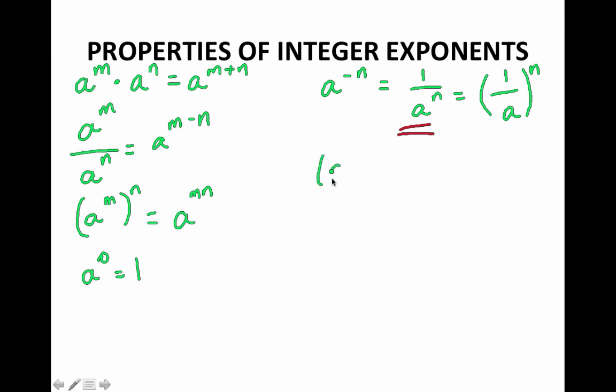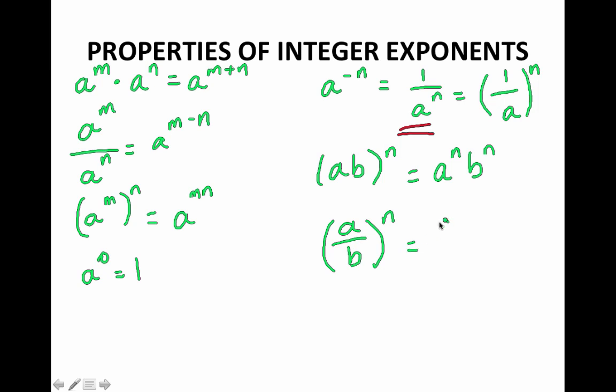We could also sometimes have two numbers multiplied by each other, like a and b, and we can raise both of those to the n power. If we do that, it's the same thing as a to the n times b to the n. And the last property of integer exponents that I'm going to review with you is if we have a divided by b to the n power, that's the same thing as a to the n over b to the n. So let's do a couple example problems using these properties to simplify expressions with exponents.